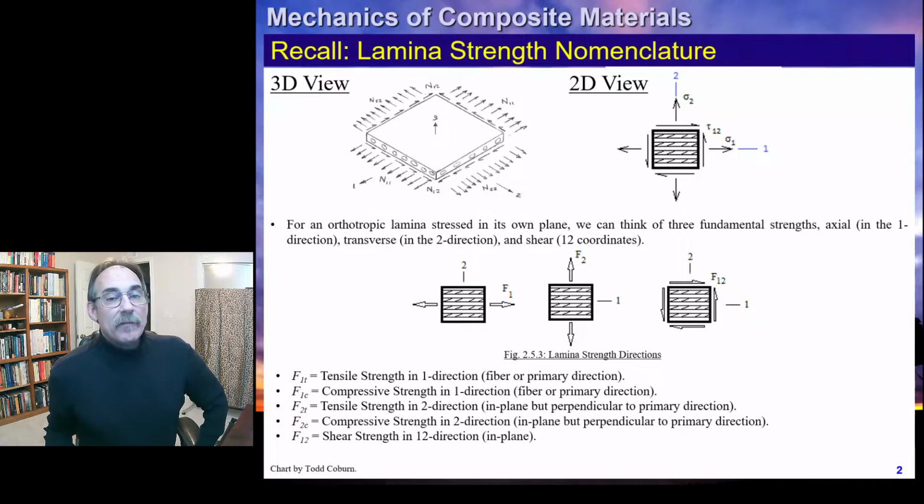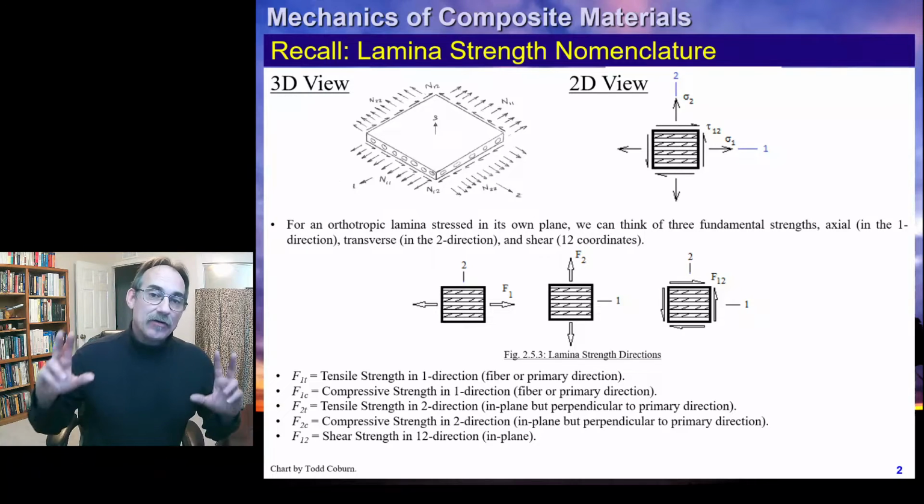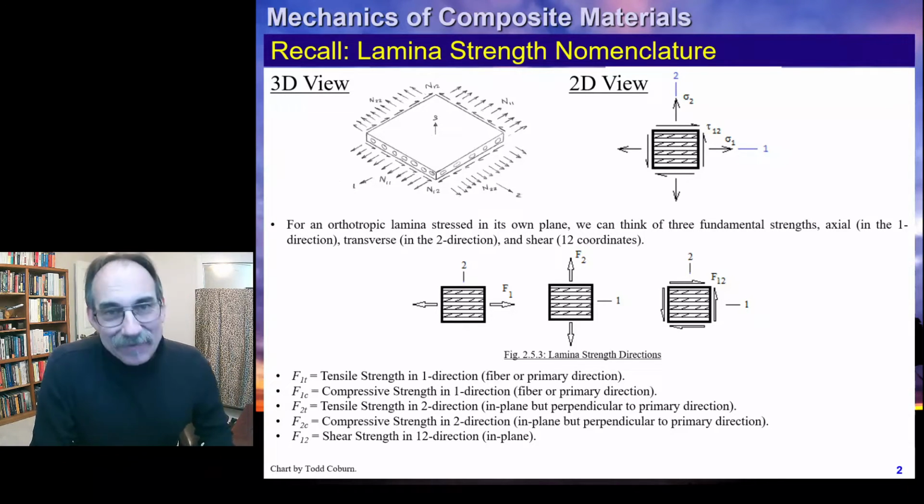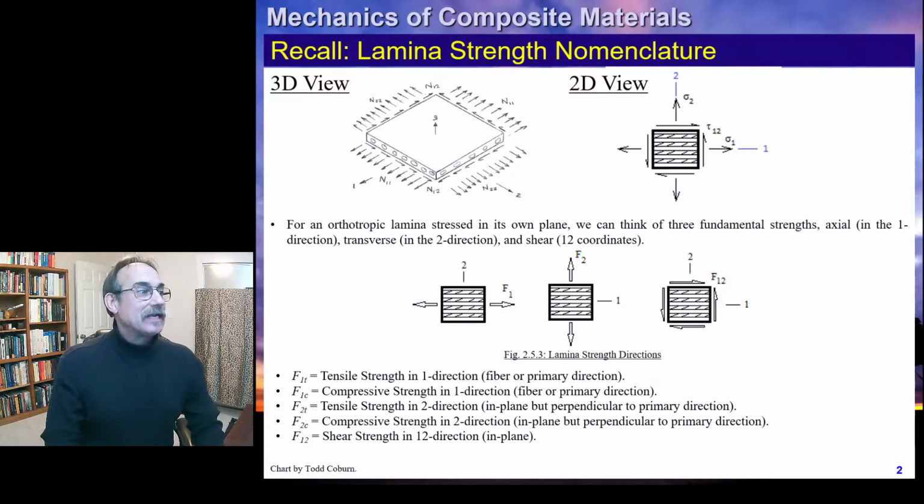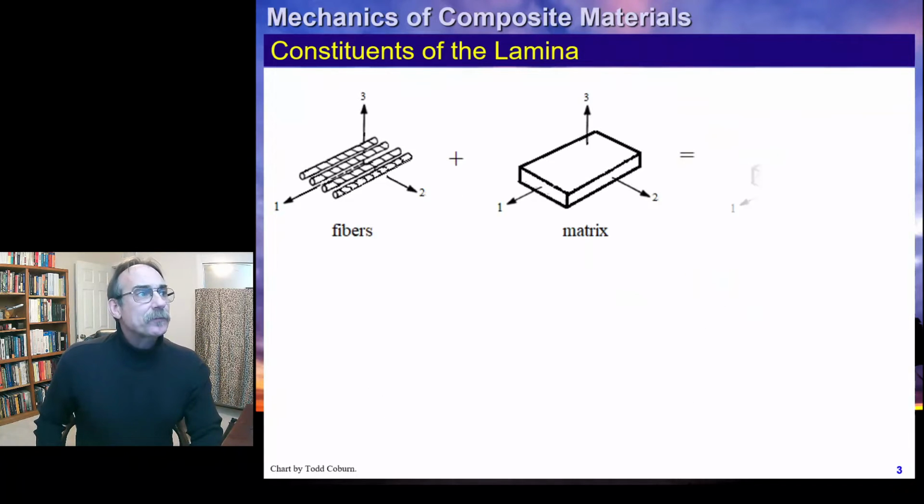Okay, we have the strengths. We're going to call them, in this sequence, capital F, which is the aerospace sign convention for an allowable stress. We're going to use 1 for the principal material direction, and 2 for the secondary principal direction, and 1, 2 for the shear direction. And then we're going to use subscripts T and C for tension and compression, as you see here.